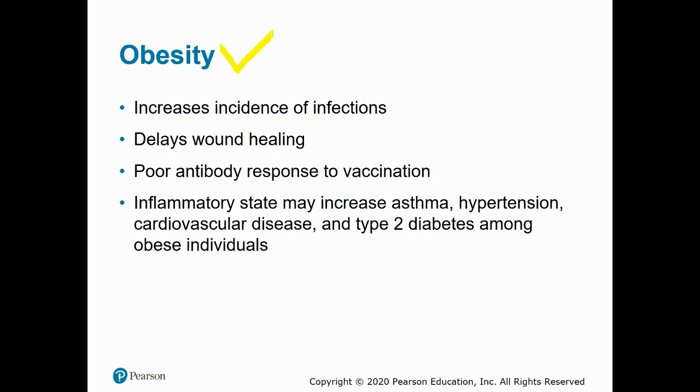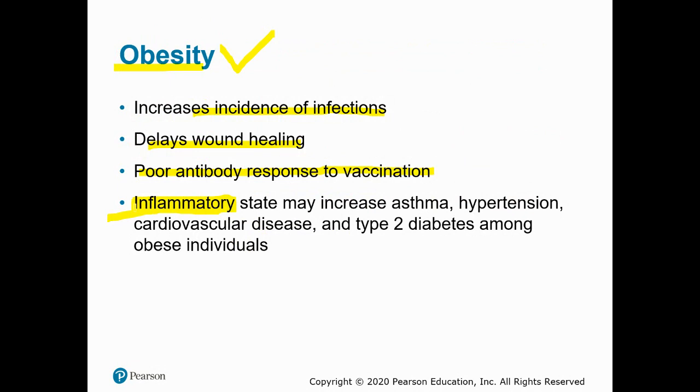Obesity can also affect our immune system. So when we see obesity, we see basically a prolonged, or chronic, inflammatory state, right? So what we're going to see is increased incidence of infection, delayed wound healing, and poor antibody response to vaccination, or even to firsthand exposure to a virus or poor response to different bacteria. And part of all of that, again, is because of this chronic inflammation.